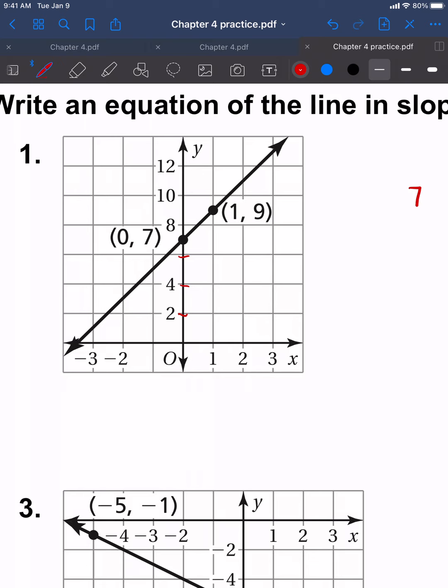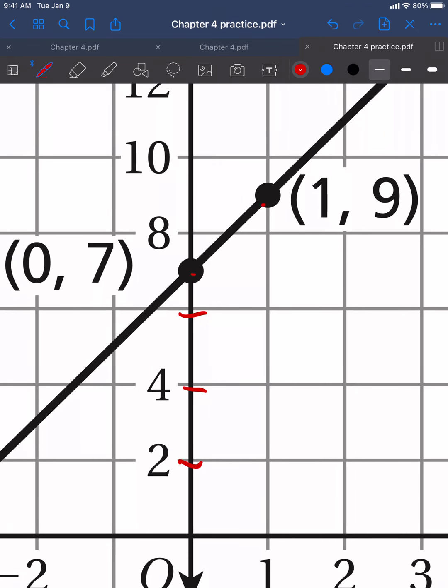Now, I'm just going to go from this point to this point, okay? They just already told me it. It's not in the crosshairs, but that's because their scale is weird.